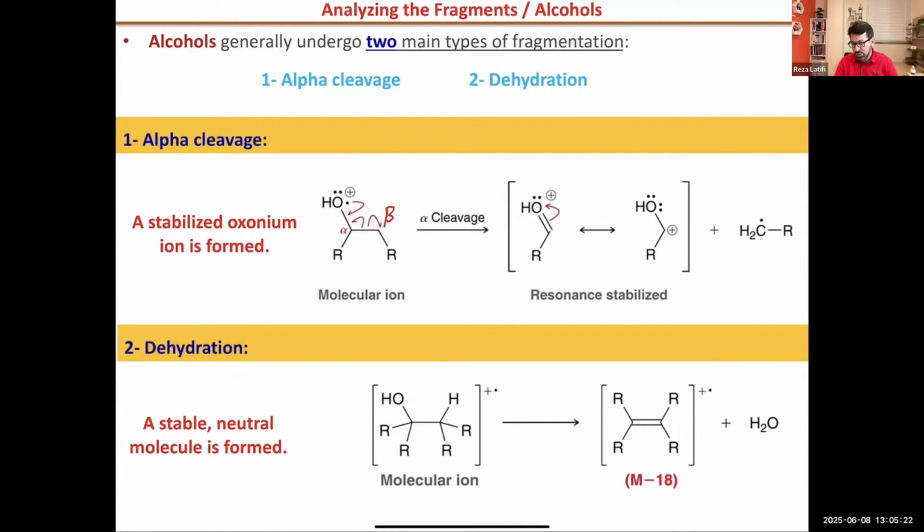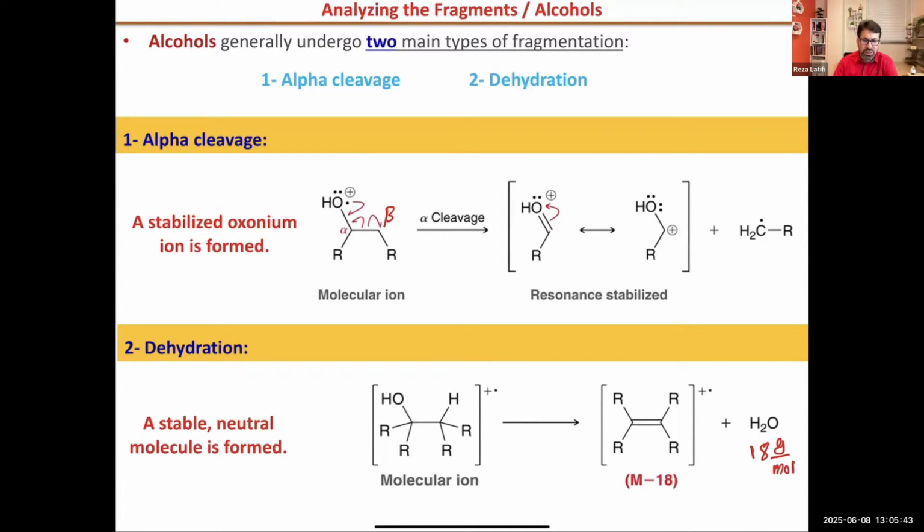Another way is dehydration. In dehydration, we will lose a water molecule, and remember, a water molecule is neutral, and because it doesn't have a charge, we're not going to detect it. But the overall thing that is happening is that whatever the molar mass was, it will go down by 18, because the molar mass of water is 18 grams per mole. So that's the reason we say minus 18.